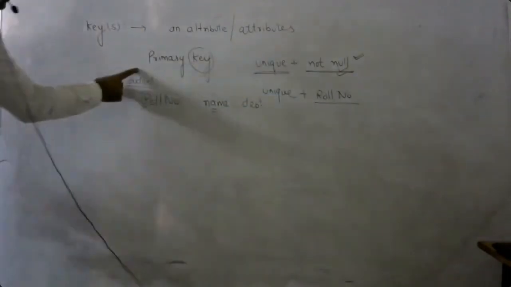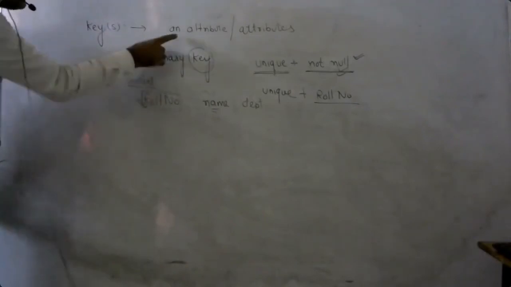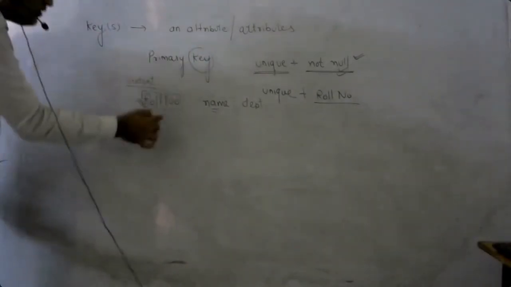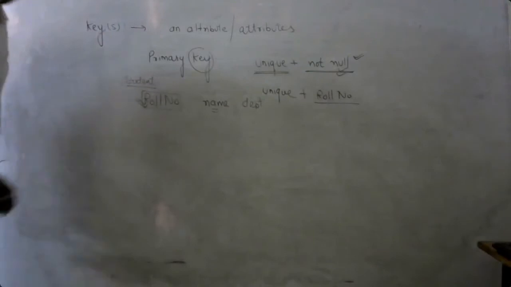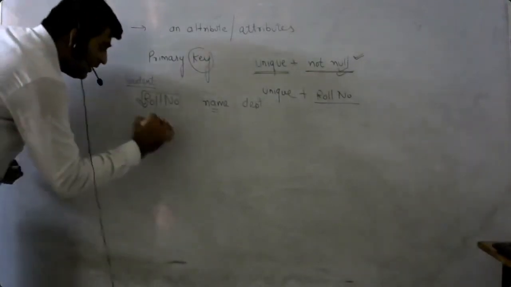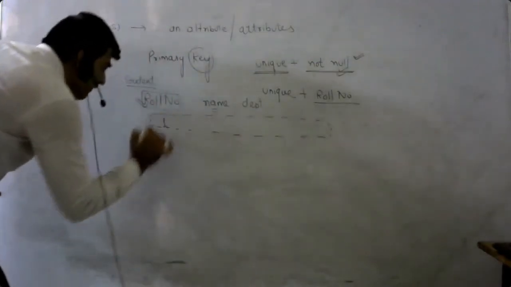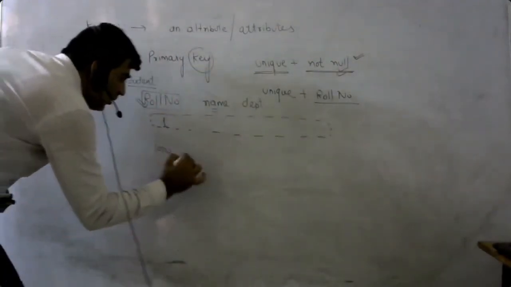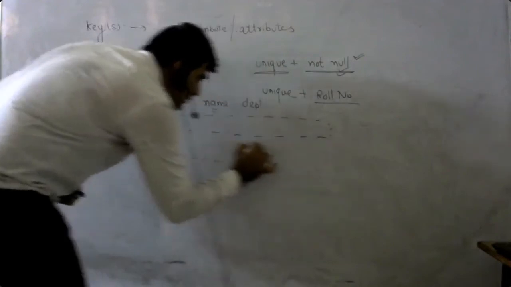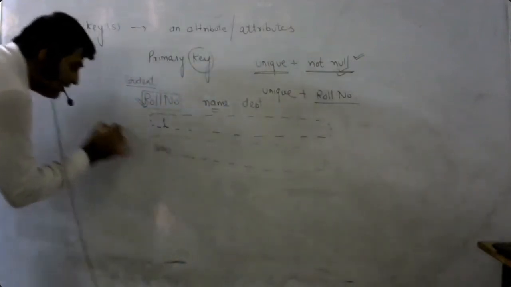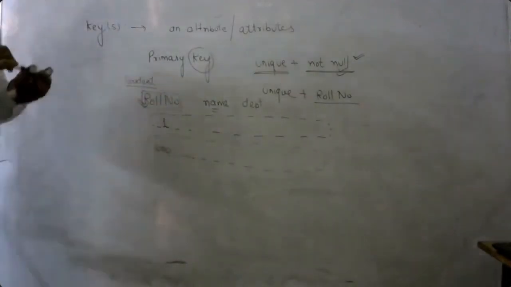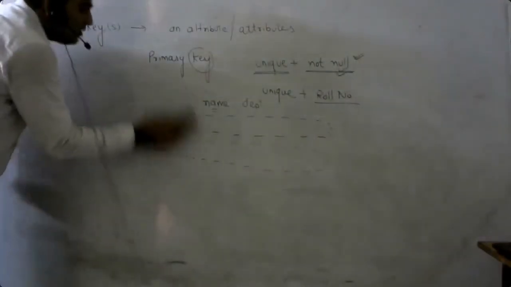And what is a primary key? A primary key is an attribute that uniquely identifies a tuple in a relation. If I talk about roll number 1, only the details of roll number 1 will be there. If I talk about roll number 1000, only the details of roll number 1000 will be there, meaning its tuple, or its row, will be there.